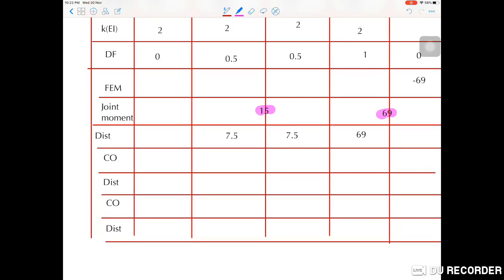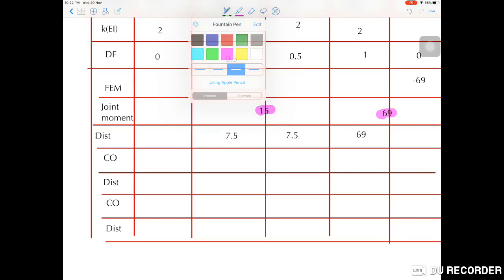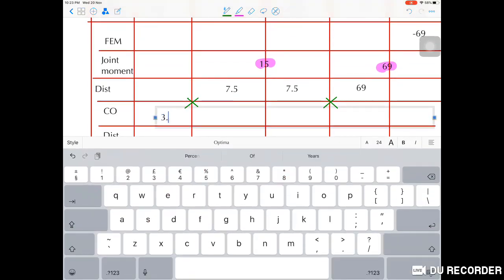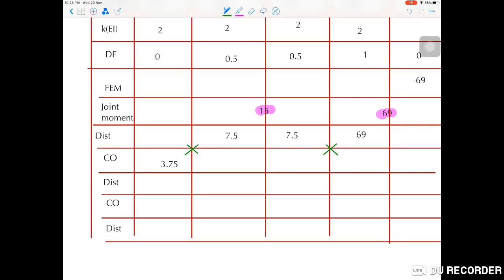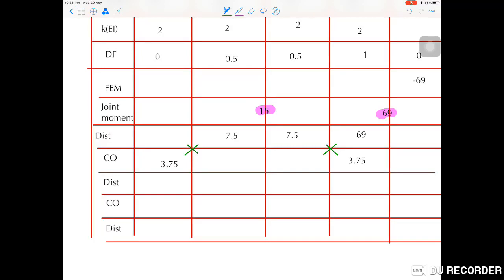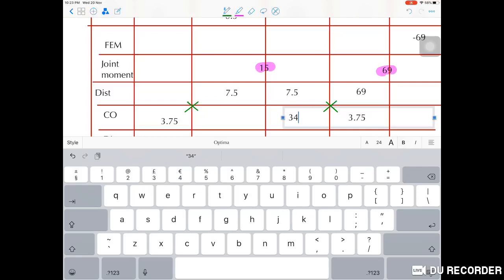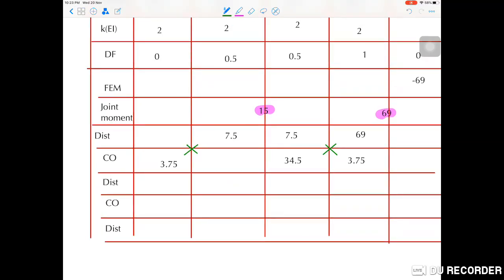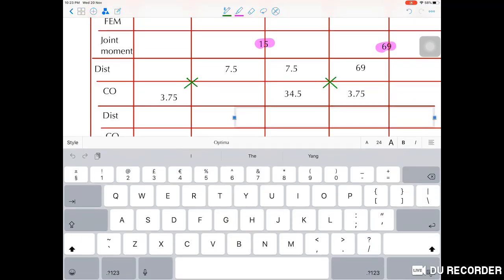Then we carry over the value by multiplying with the carry over factor. For 7.5, it is 3.75, and 34.5. Continue distribution: 17.25.